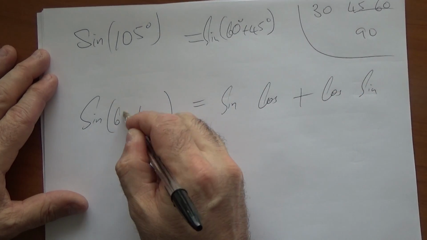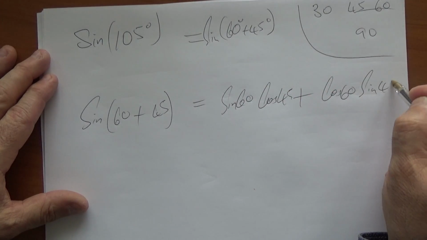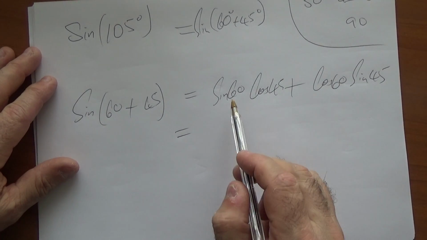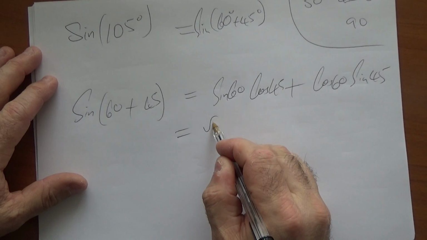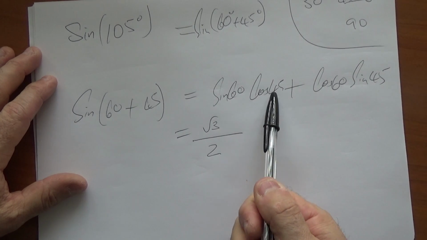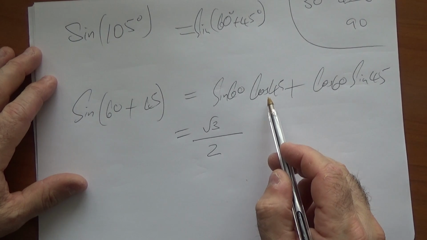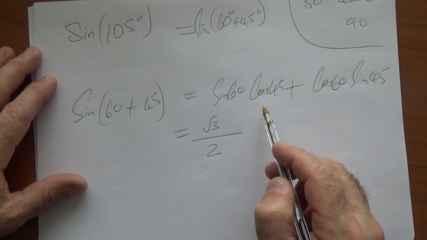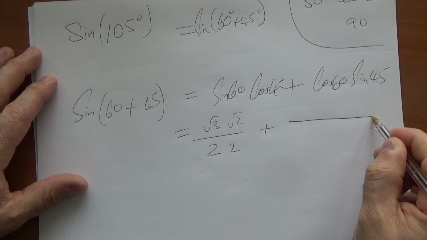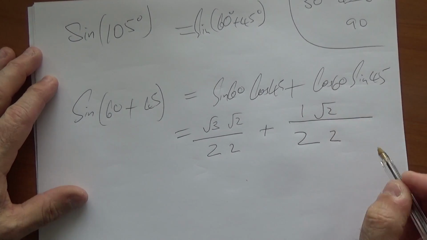And dropping the numbers in 60 and 45, we end up with 60, 45, 60, 45. Now we're substituting in values. The sine of 60 is root 3 over 2. The cos of 45 degrees is 1 over root 2, or root 2 over 2. Plus the cos of 60, which is a half. And the sine of 45, again, root 2 over 2.